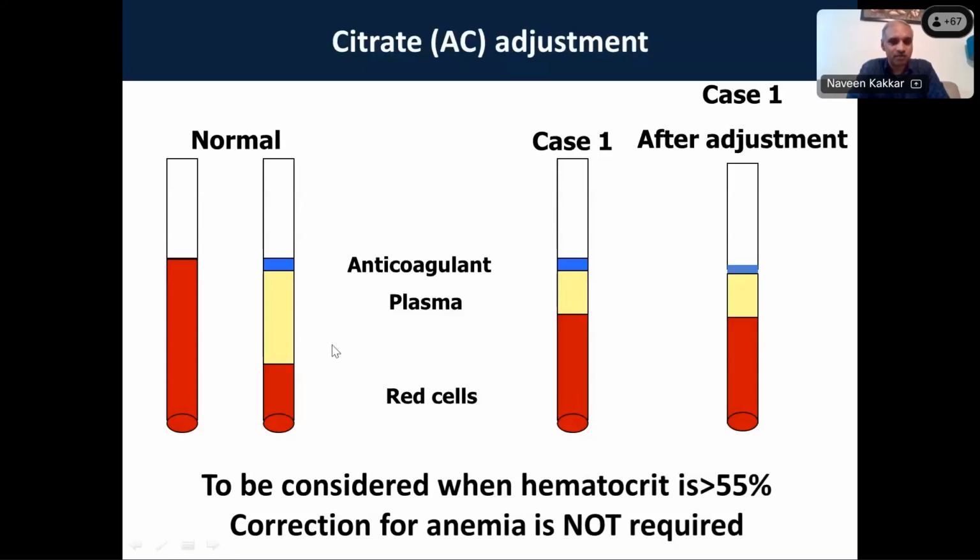The reverse: if your patient is anemic, he is likely to have a low red cell column and more plasma. So do we give it more anticoagulant? No. So correction for anemia, I think the 2008 paper says, is not required. But for a high hematocrit, you require a correction.